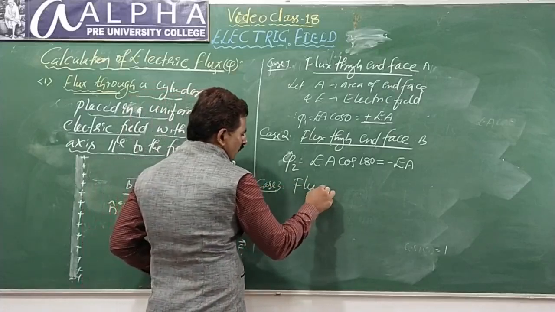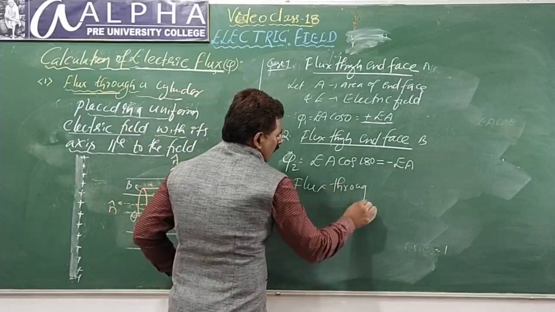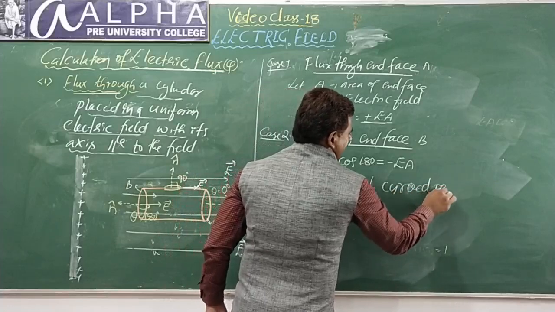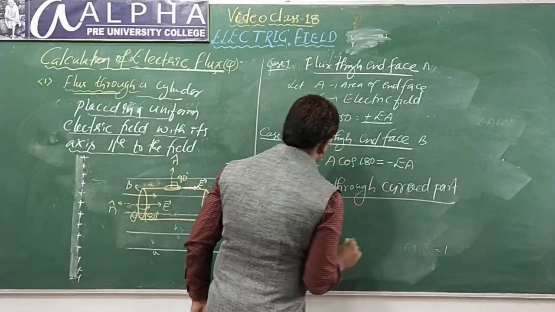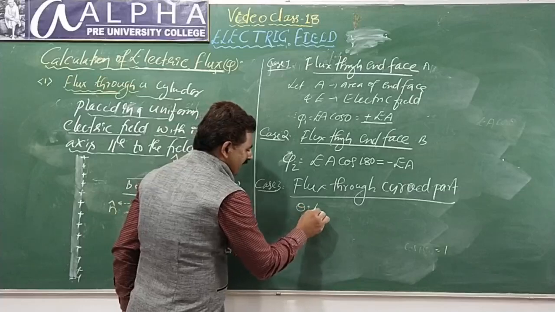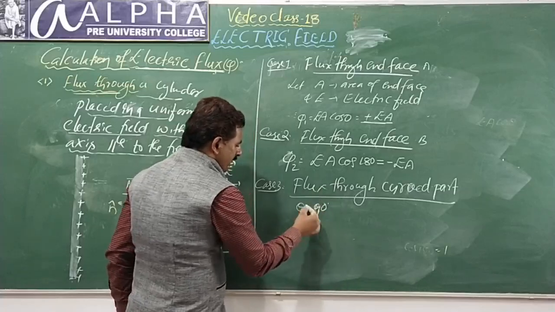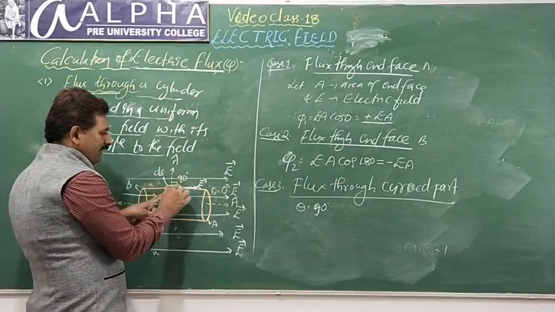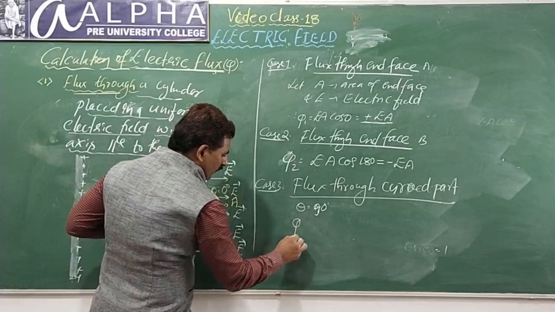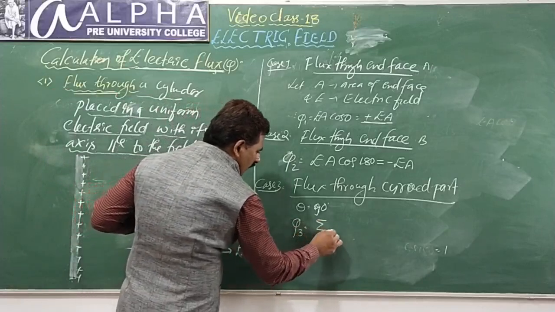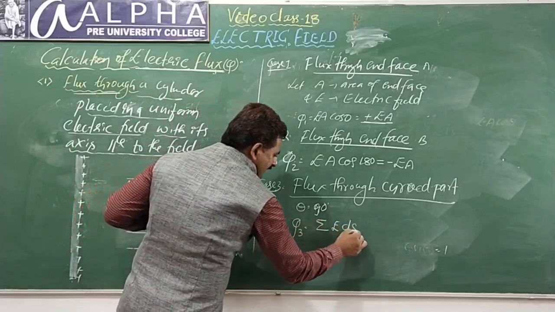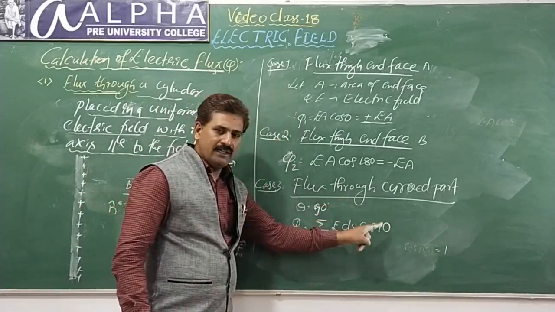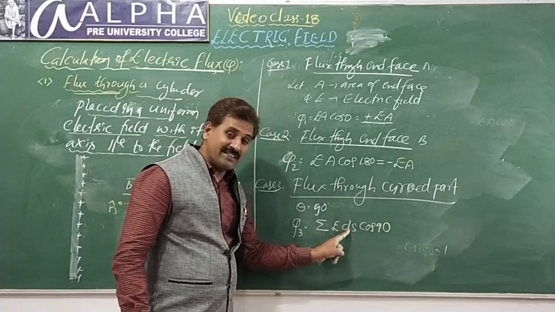Third one, case 3. Flux through the curved part of the cylinder. What is angle theta? Theta is 90. Now I consider one small area say dS, right? At this point, what is flux? Total flux phi 3 is summation of electric field E into dS into cos 90. Here dS is a very small area.